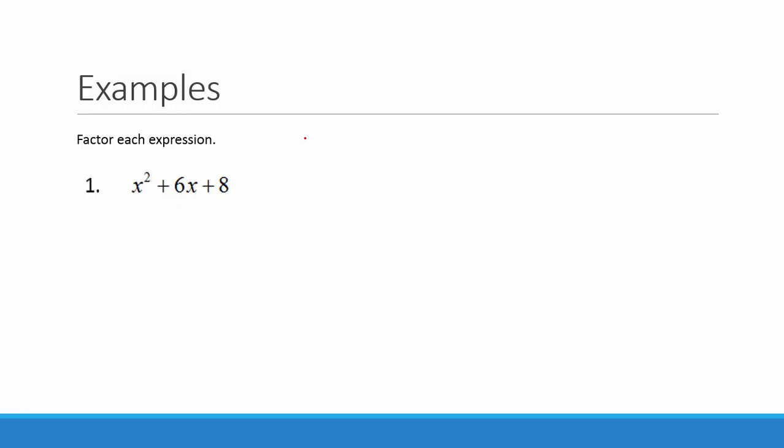Our first example. Let's verify this is in x squared plus bx plus c form. It is. We have a 1 coefficient on the x squared term. Our c is equal to 8, and our b is equal to 6. So we need to find two numbers that multiply to give us 8, but add to give us 6. So let's write down all our factor pairs of 8.